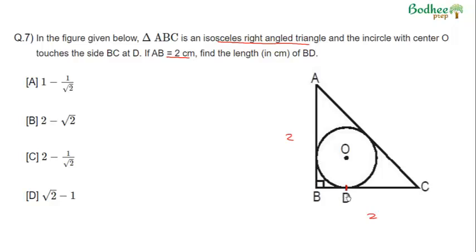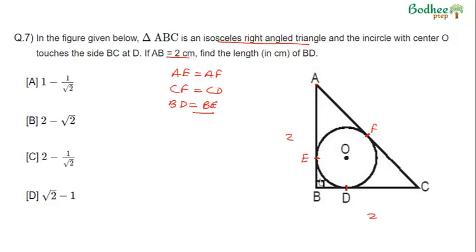We just need to apply a simple logic that if from a point outside the circle, 2 lines or 2 tangents are drawn, then both the tangents are equal, right? Let me just mark the point of contacts. So these are the point of contacts. If this is D, let me assume this to be E and this to be F. So clearly from A, 2 tangents have been drawn, AE and AF. So we can say that both AE and AF will be equal. Similarly, from point C, we can say that CF will be equal to CD, and similarly BE and BD will be equal.